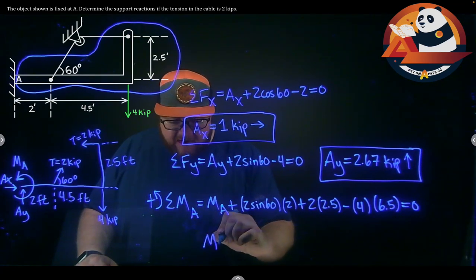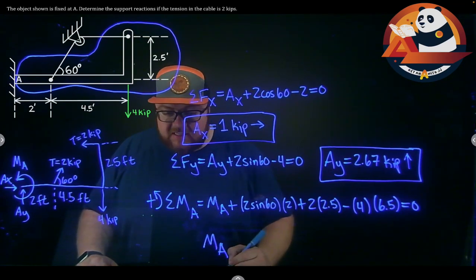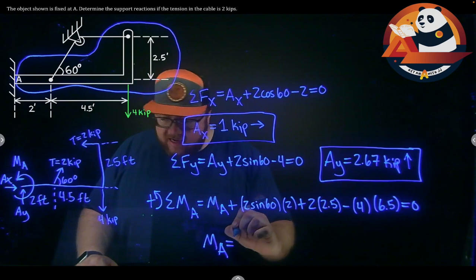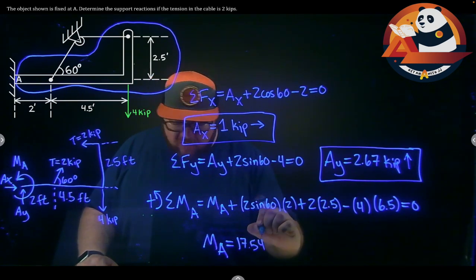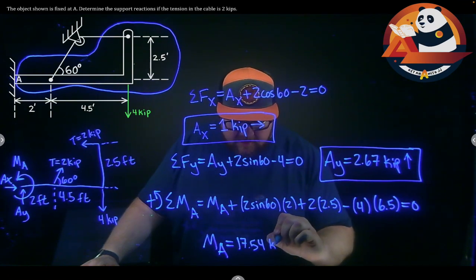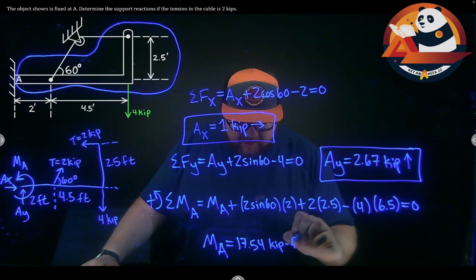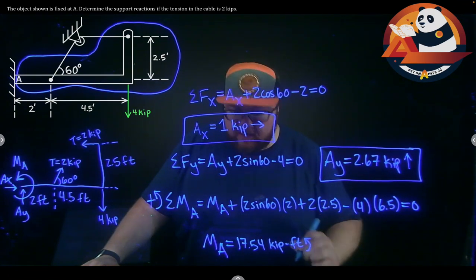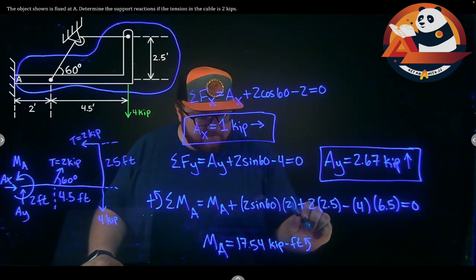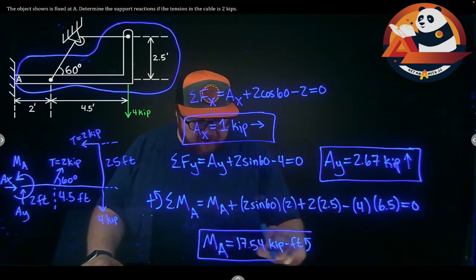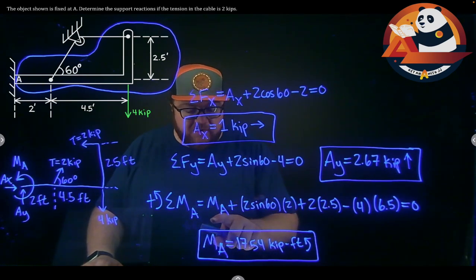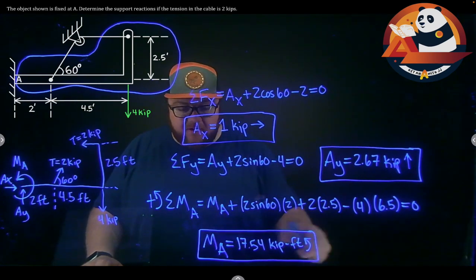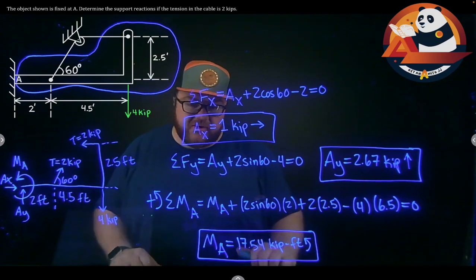We should get that my moment that's being resisted at A, MA, is 17.54 kip-feet. Kip-feet going counterclockwise, which would be my final answer. I know it's going counterclockwise because when I solve this equation for MA, I get a positive number out. That means I assumed the correct direction up above.